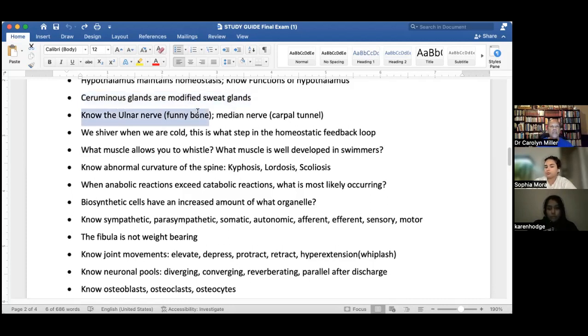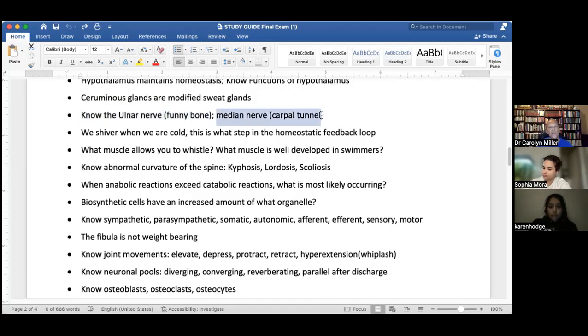The ulnar nerve is the funny bone. We hit the ulnar nerve against the medial epicondyle on the humerus. So when that ulnar nerve strikes the condyle on the humerus bone, it elicits that response that we call the funny bone.